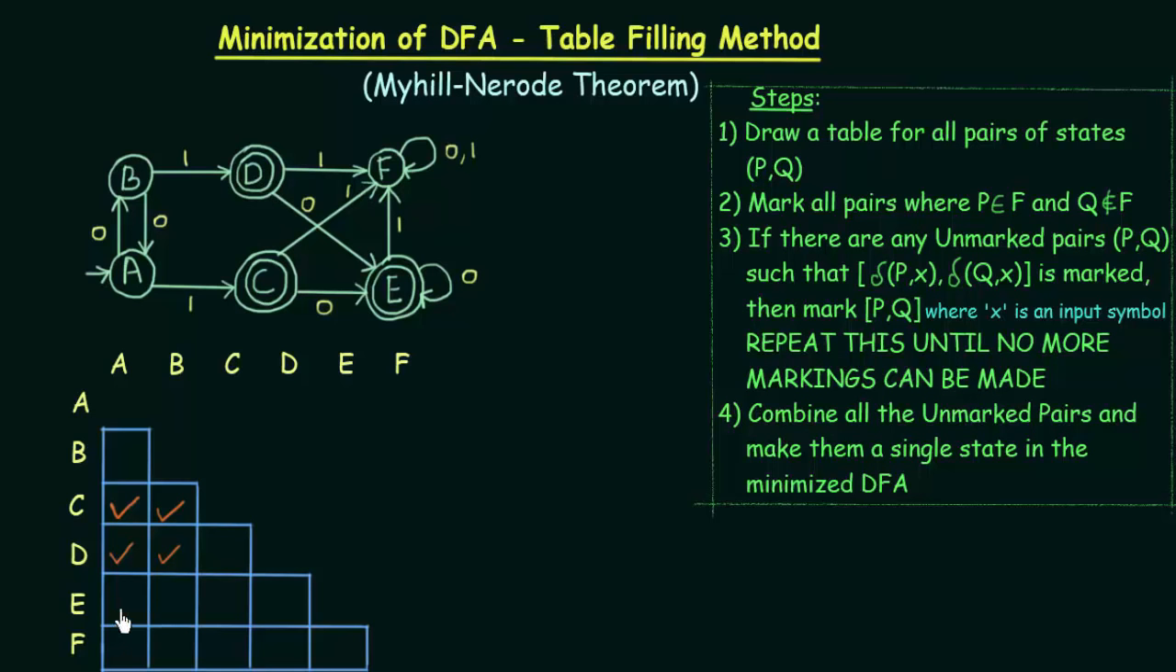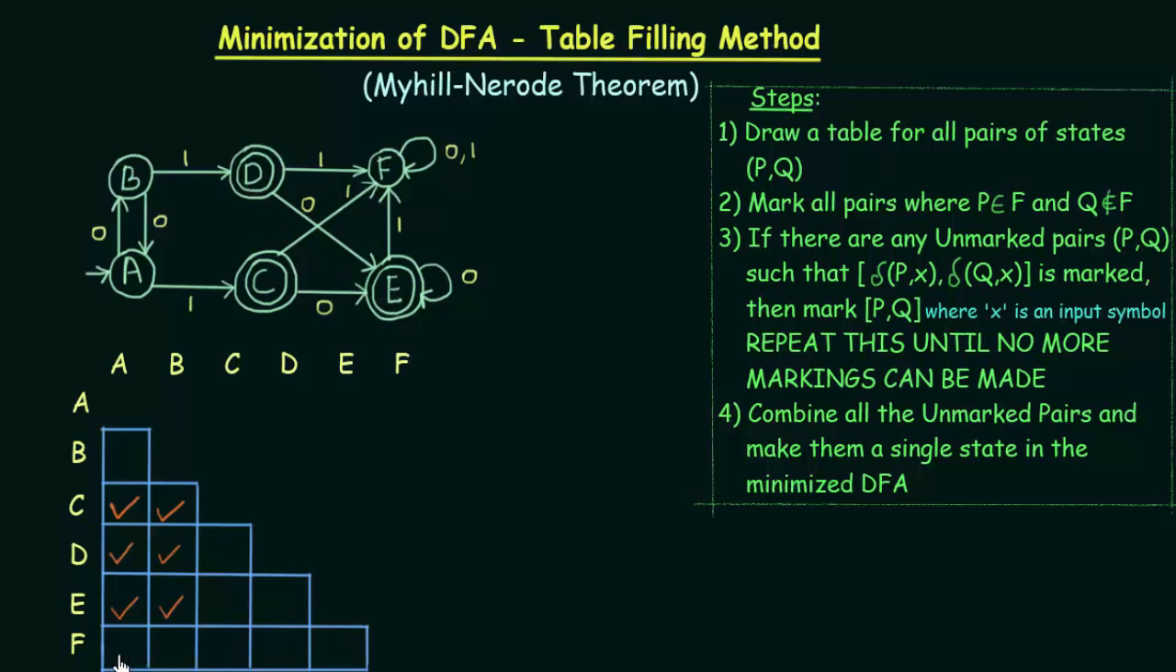And then the next one, let's come to this EA. E is a final state, A is a non-final state, so you have to mark it. And come to this EB. E is final, B is non-final, so you have to mark it. And come to this EC. E and C both are final states, so you cannot mark. So come to this, this is ED. E is final, D is also final, so you cannot mark this.